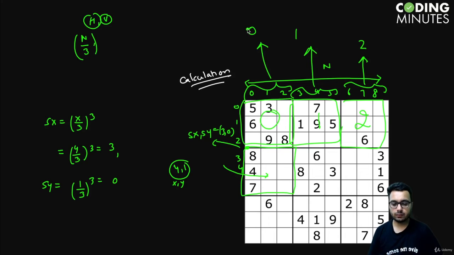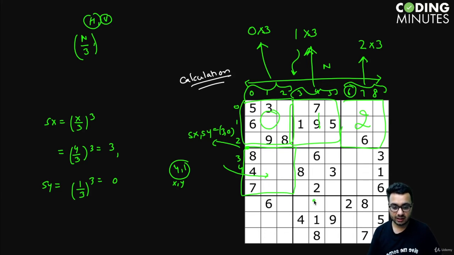And from this 2, you can see the starting point is at 6. So how do you get 6? You multiply it by 3. For this one, you see the starting point is 3. How do you get this? You multiply it by 3. So this gives us the starting points.